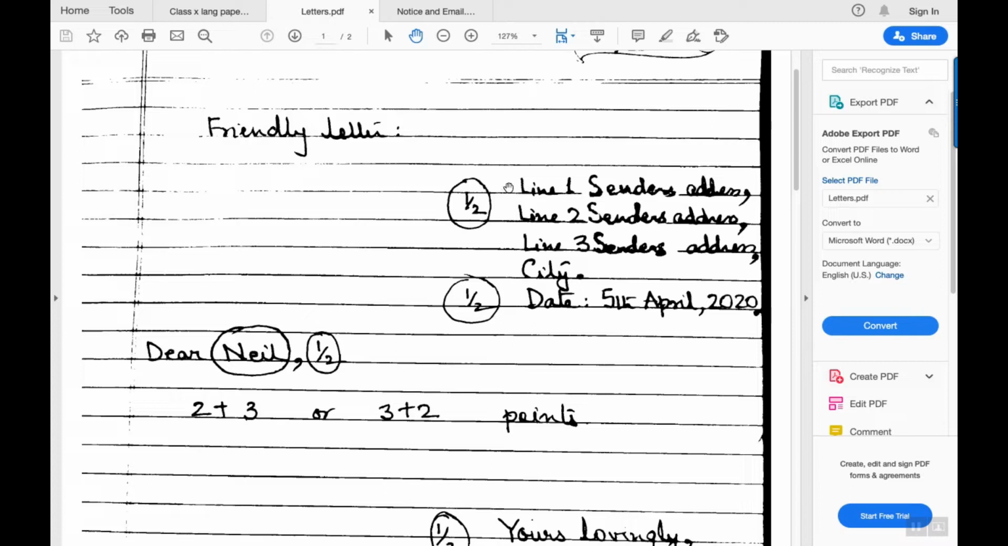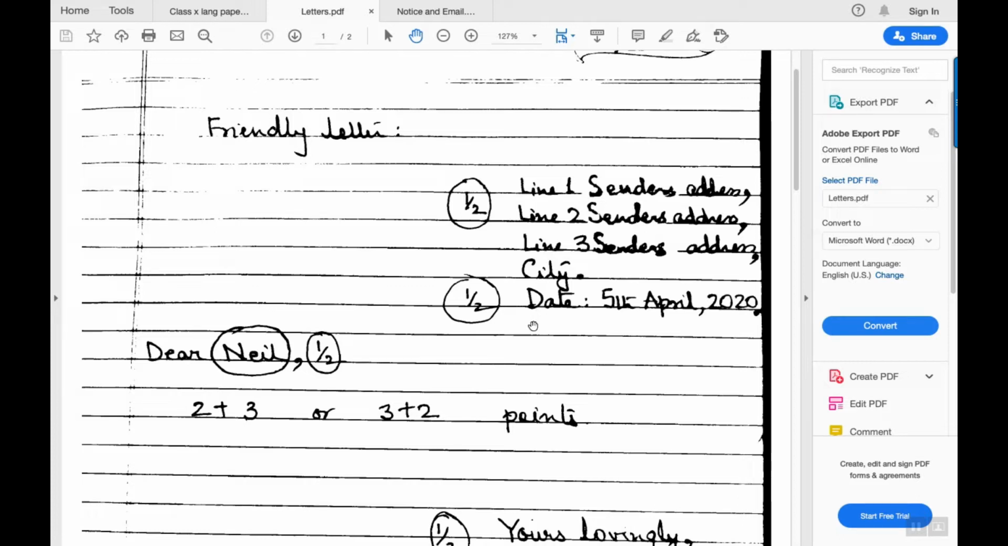Again, this has to be on the right side of the page. Do not write it on the left side of the page as it has been done by many. If you write on the left side of the page, you get a 0. It has to be on the right side of the page.